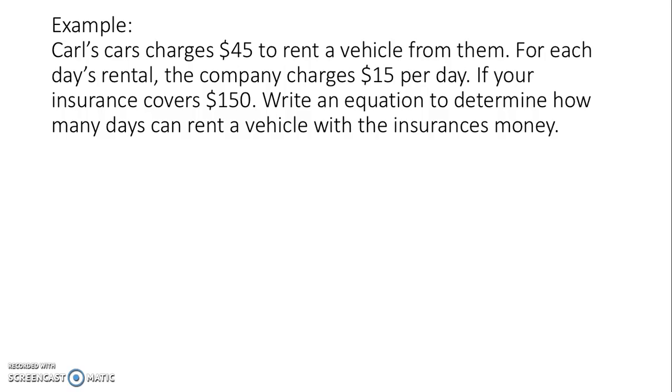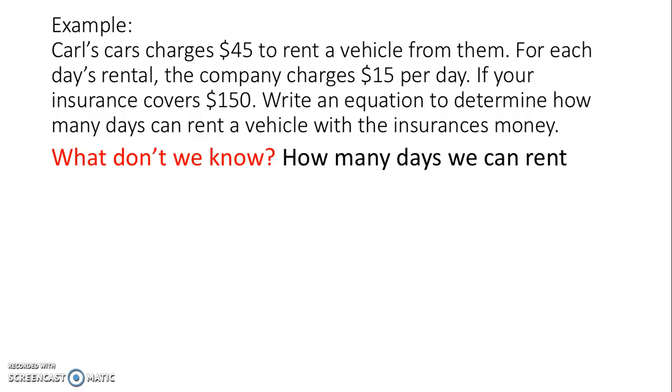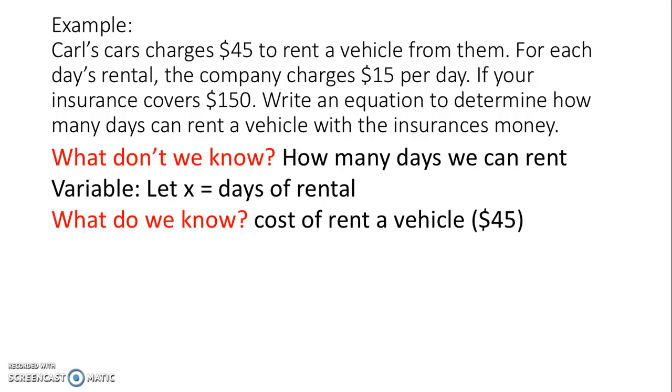So, first of all, we want to figure out what we know and what we do not know. We do not know how many days we can rent yet. So that means our variable x is going to be days of rental. So we write that as let x equal days of rental. What do we know? Well, we know that the cost to rent a vehicle is $45. No matter how many days you rent that vehicle, it's going to cost $45. It's kind of like a down payment. $45 every single time, no matter how many days. All right, so our constant is going to be $45.